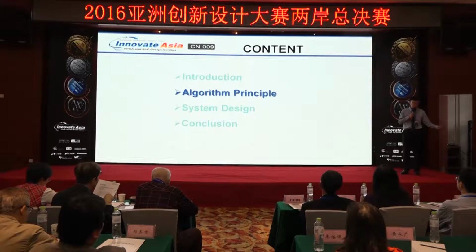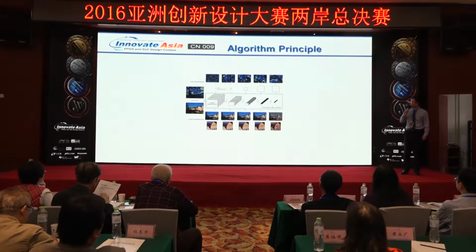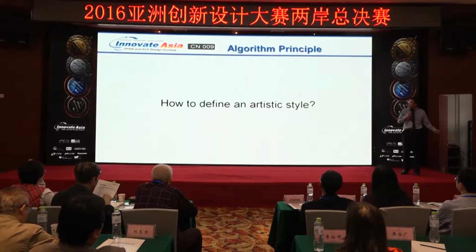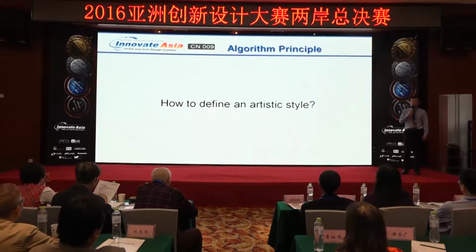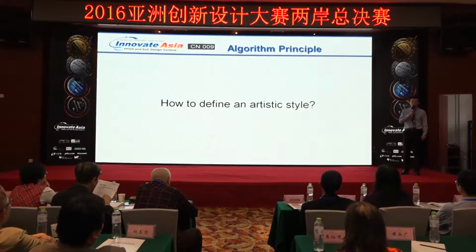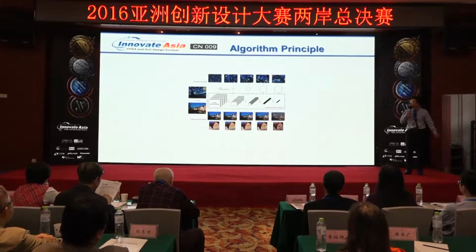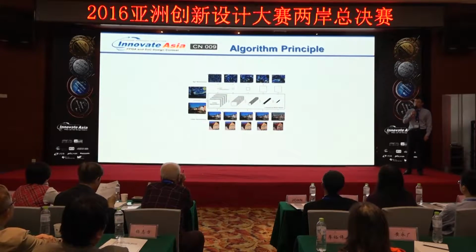So how to define an artistic style is really difficult since art can be obscure or complicated for programmers. But fortunately, we can do it by using the convolutional neural network.